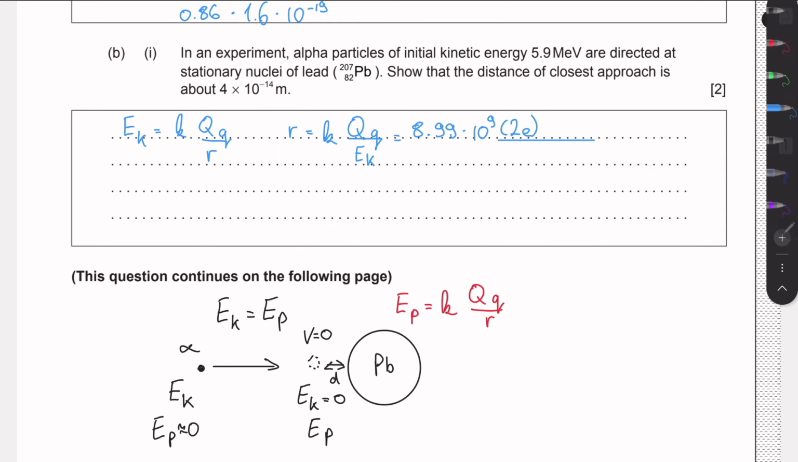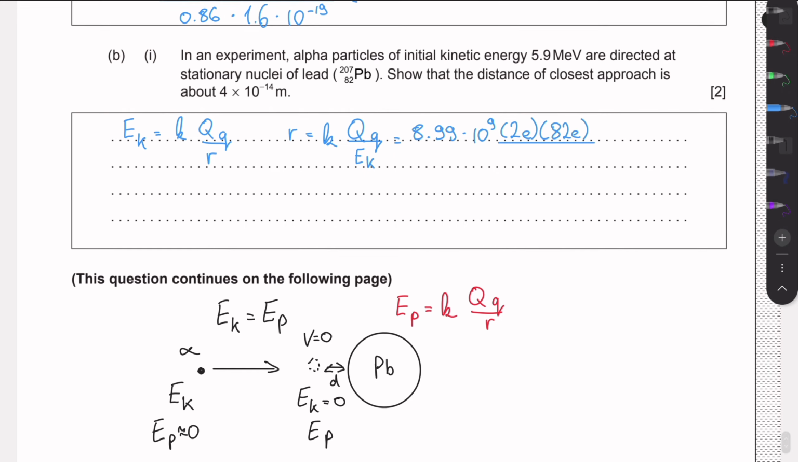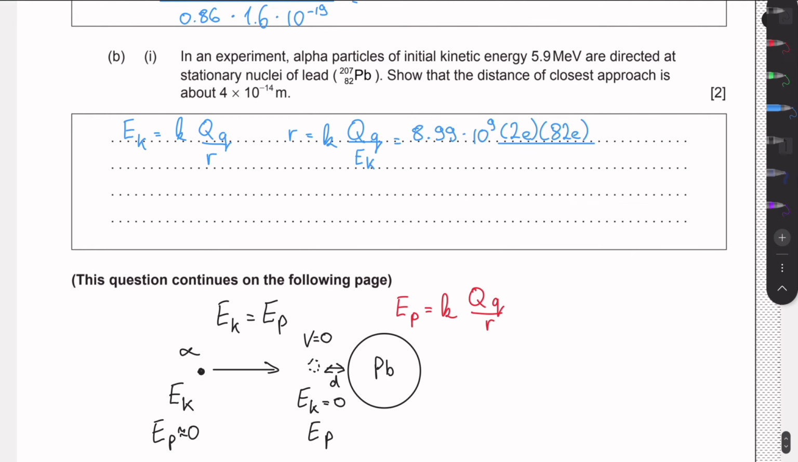So that means we must also have 82 electrons, as the charge of this Pb is neutral, so the number of electrons and the number of protons is the same. And then we need to divide by the kinetic energy, which is given to us in mega electron volts again, which we need to convert into joules again.